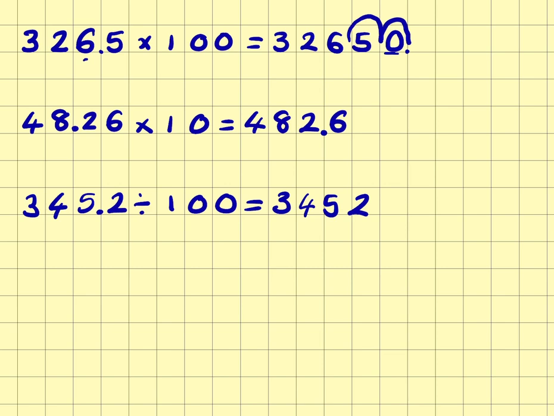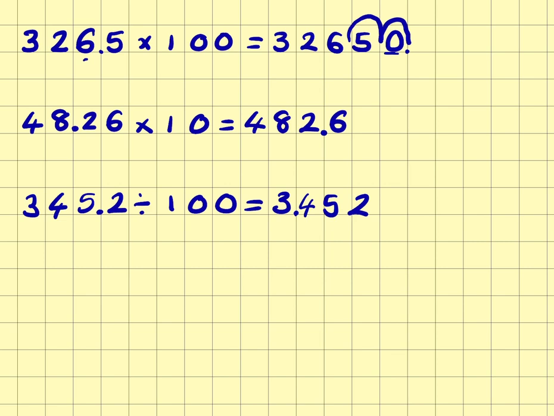And now the decimal point, which was previously here, needs to move 2 places. So if we were to do that, we would end up with 34,520. If we were to go the other way, 1, 2, we would end up with 3.452, which is exactly what we're looking for, because we want the number to be 100 times smaller.